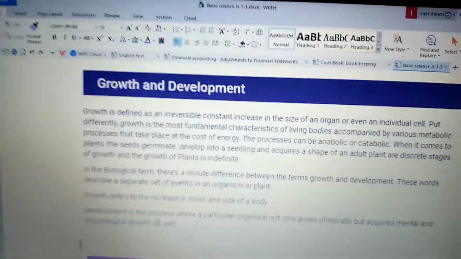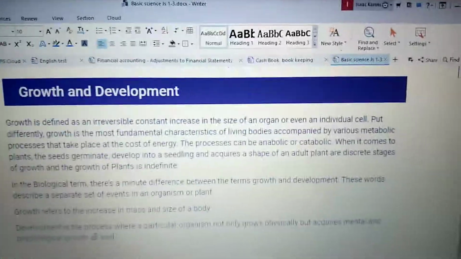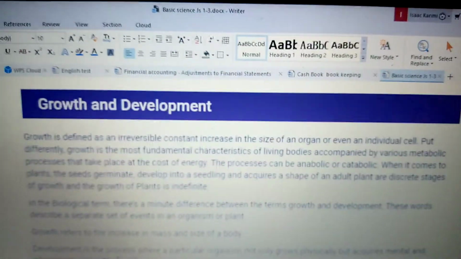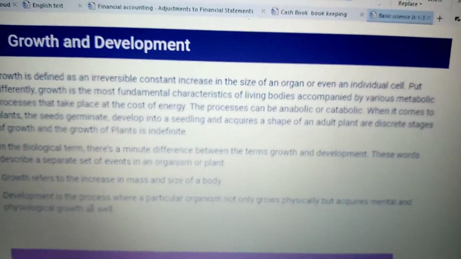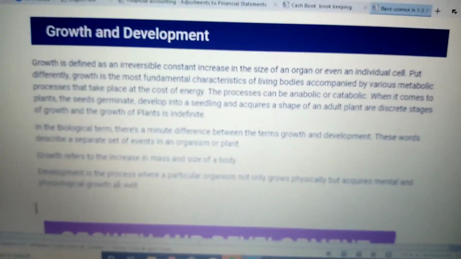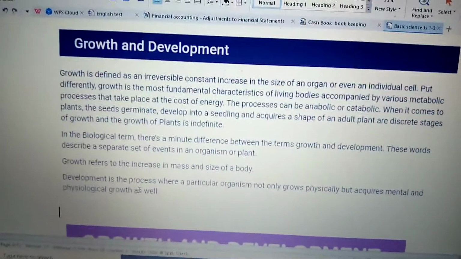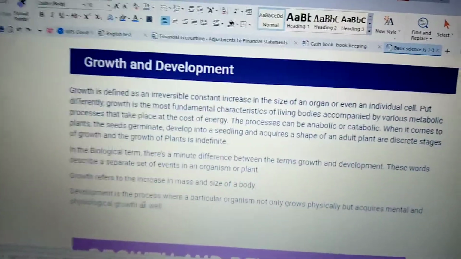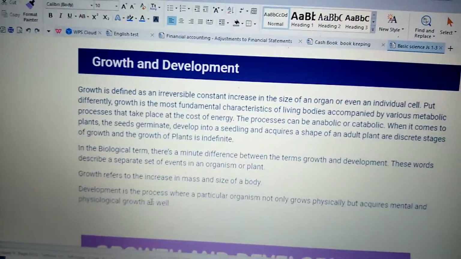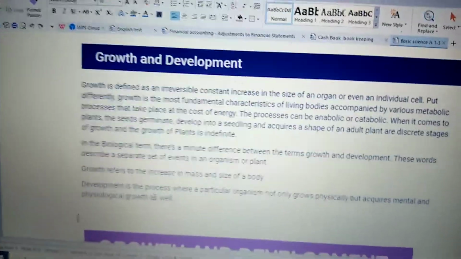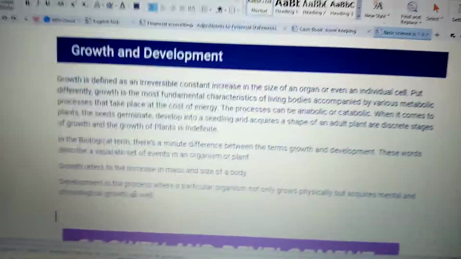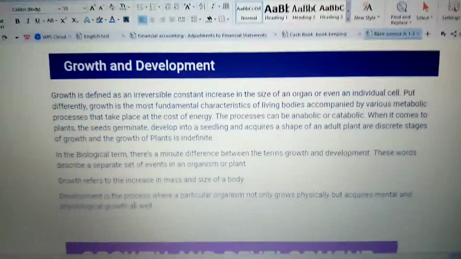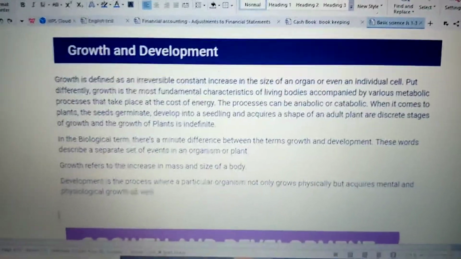Though as it occurs in the cells, it actually comes out for everyone to see. When it comes out for everyone to see, it becomes development. Growth continues throughout the lifespan of organisms, because one organ or the other will continue to increase in size till one dies.